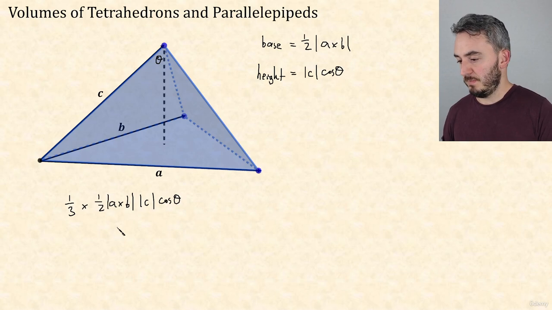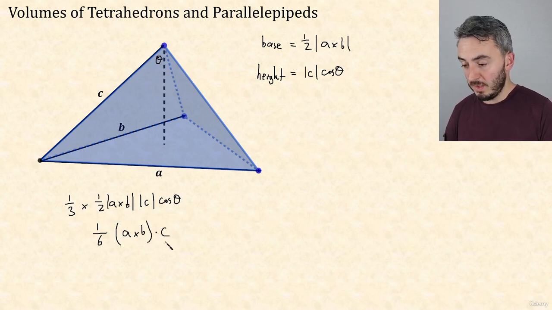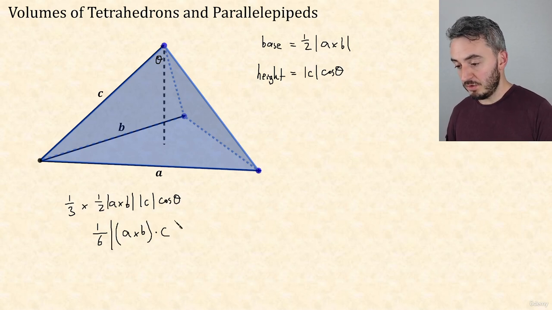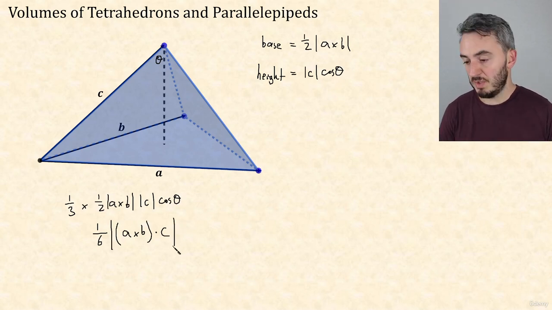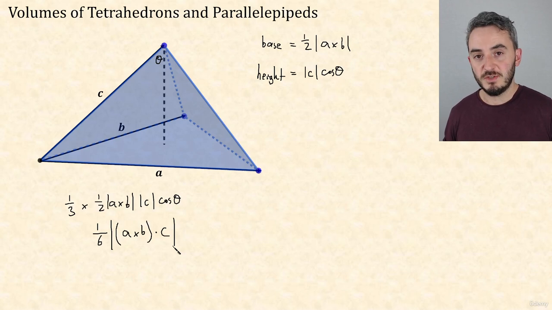So this gives us a beautiful formula. The third times the half is 1/6, and what I've got then is the dot product, so it's a cross b dotted with c, and all I need to do is stick that inside a modulus just to ensure that it's positive, because the dot product does give negative results sometimes. So that there is the formula for finding the volume of a tetrahedron.